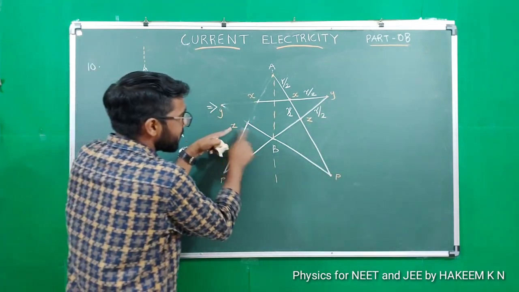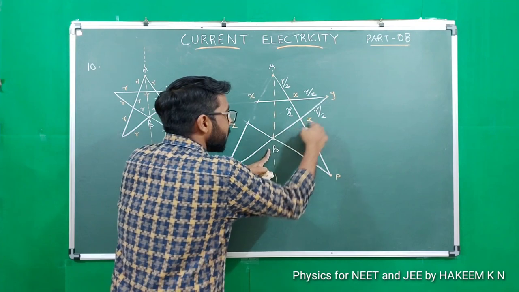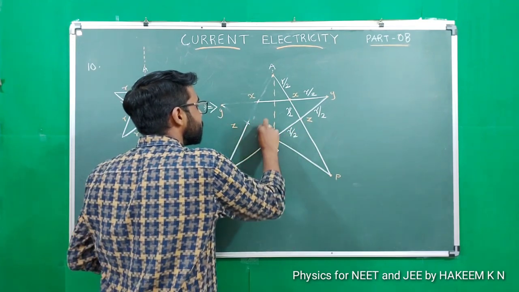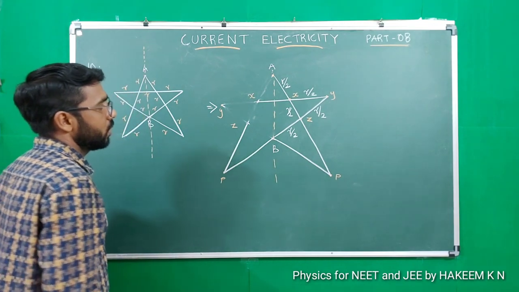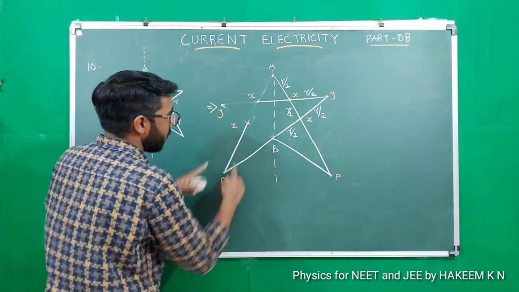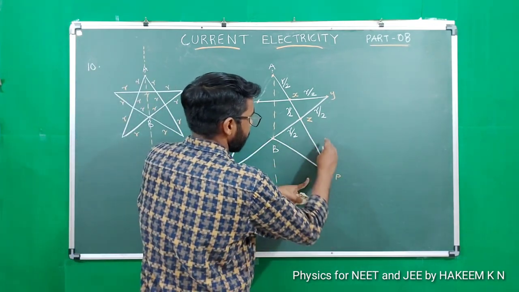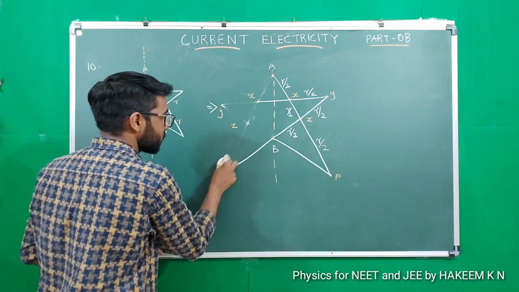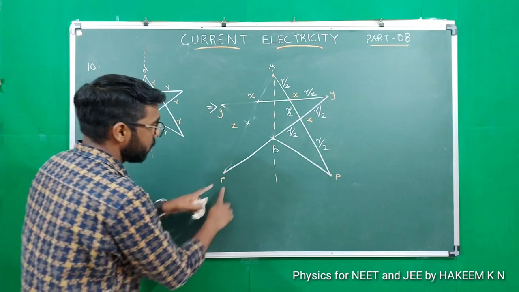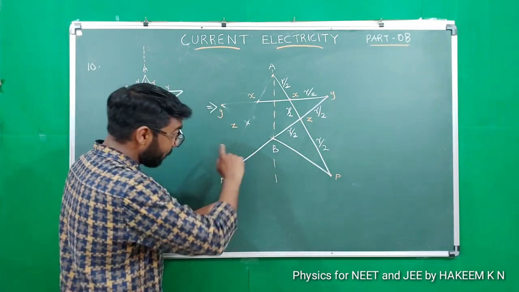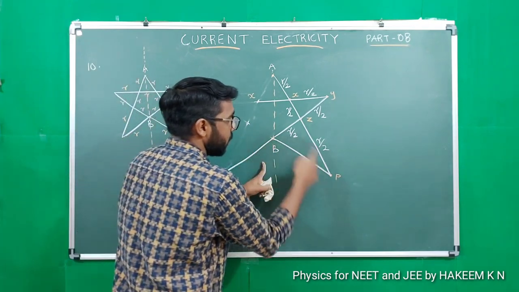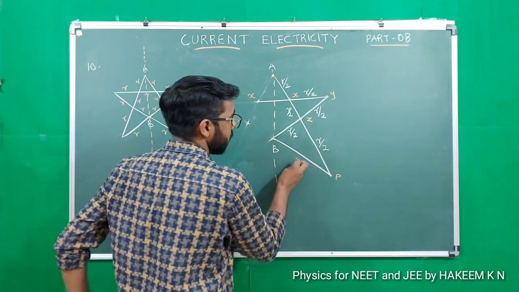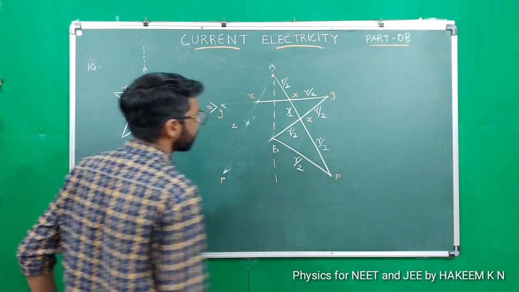Okay, between Z and B, here is R, between Z and B, here is R, so I wrote here R by 2 and I cancelled this arm. And between Z and P, here R, between Z and P, here R, I wrote here effective R by 2, and this arm is cancelled. And between P and B, here is R, between B and P, here is R, so I cancelled this arm and I wrote effective R by 2 here.